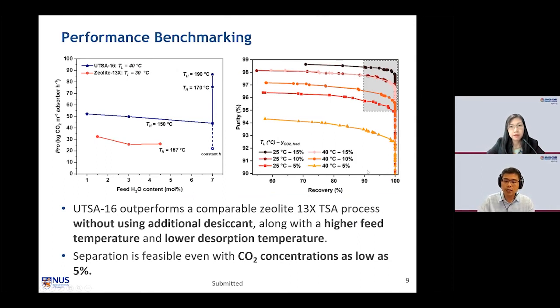And then if you look at the recovery and purity target, that's a target set by US DOE, which means for CO2 capture we need to reach a 90% recovery, and the captured CO2 should reach a purity of 95%. We can see that under certain conditions, we can successfully meet those targets. So the separation is feasible even with the CO2 concentration as low as 5%.